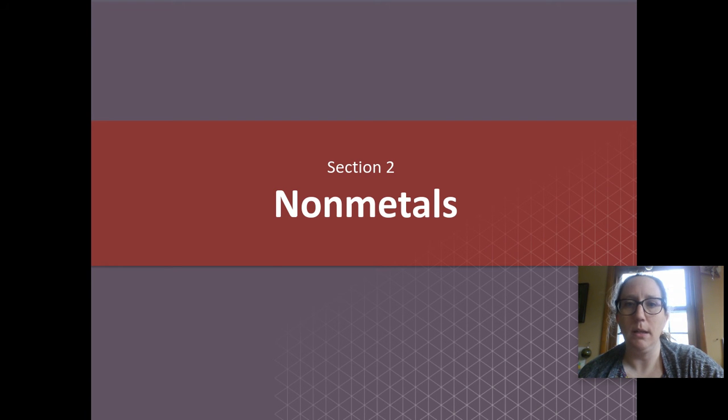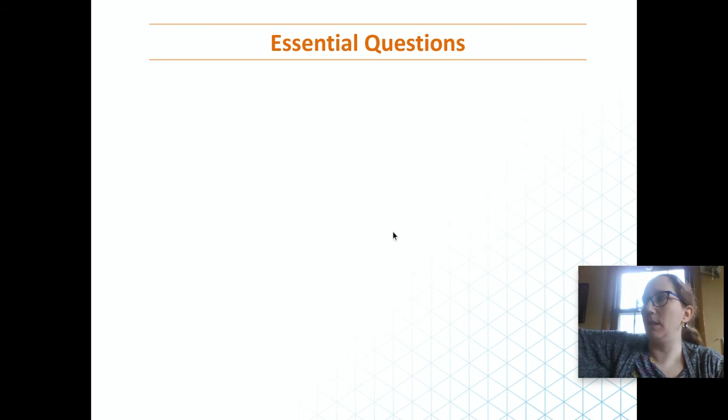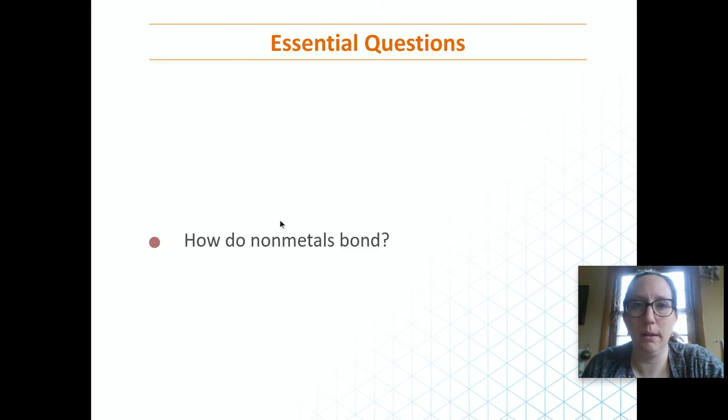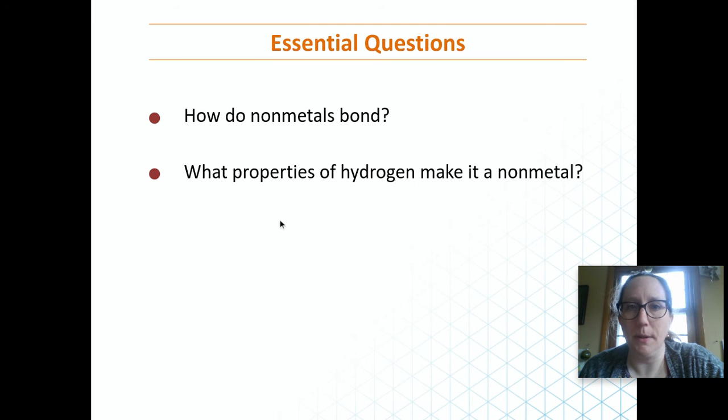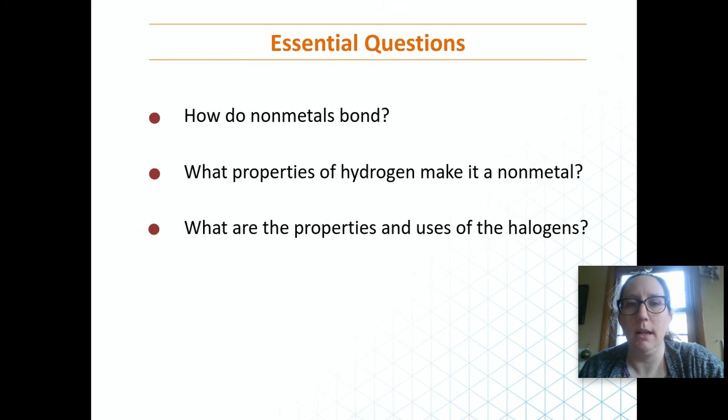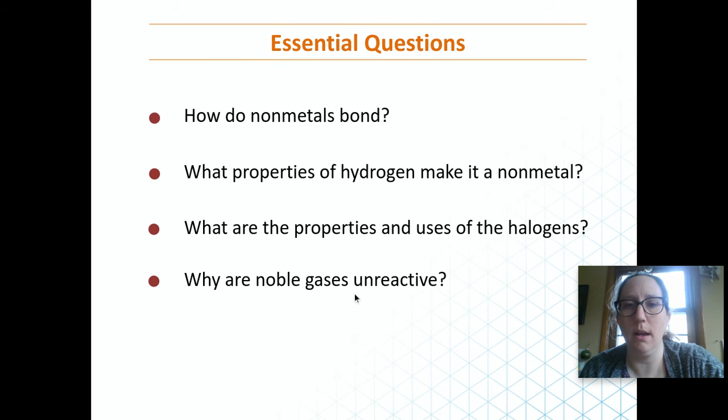17.2 talks about nonmetals. So we're flipping to the other side of the periodic table. Okay. Questions here are how do nonmetals bond? What are the properties of hydrogen that make it a nonmetal? And what are the properties and the uses of halogens? And why are noble gases non-reactive?